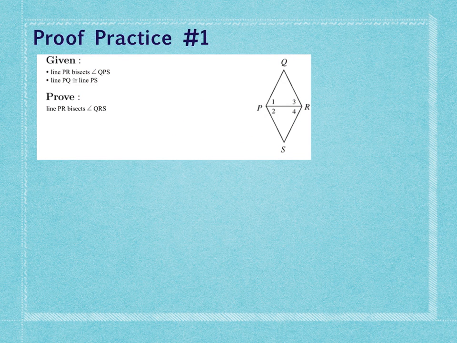Okay, so we're going to work through these. This is the proof practice. This one says that line PR, which is here, bisects angle QPS, so it bisects this angle here, and that line PQ is congruent to PS. So that's all part of my given: PR bisects angle QPS, and PQ is equal to PS. I don't mind you drawing arrows for practice, but on your test, you need to make sure you rewrite out your given. Don't be lazy.